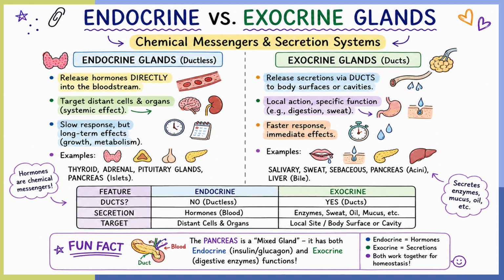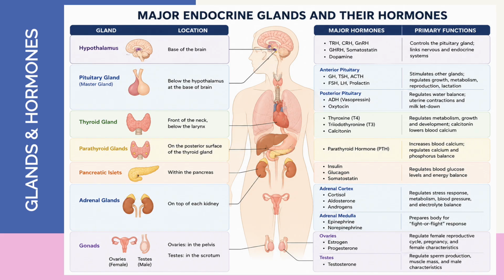Now, the key point to remember here is that endocrine glands are ductless and regulate body functions through hormones carried in the bloodstream, whereas exocrine glands use ducts to deliver secretions directly to specific locations for localized action. Here is a cheat sheet I created so you can use it to help you study this topic.